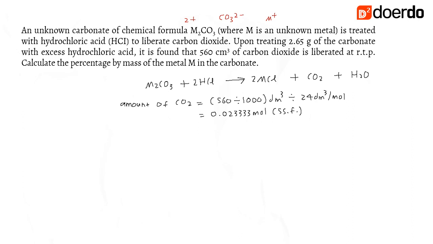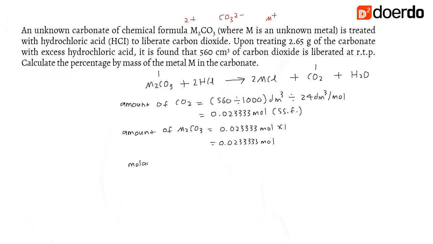So to find the amount of carbonate, we have to refer to the equation and use the amount of carbon dioxide to assist us as well. M2CO3, you have 0.023333 moles times 1, since the mole ratio thankfully is 1:1. So this will continue to be 0.023333 moles.